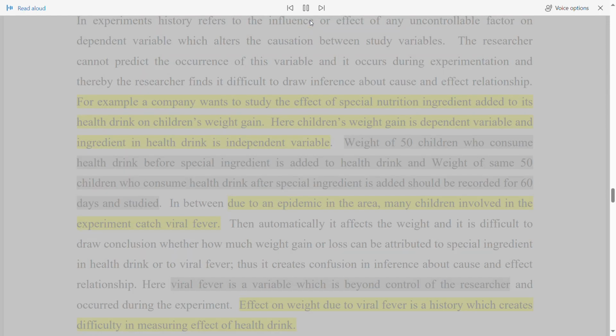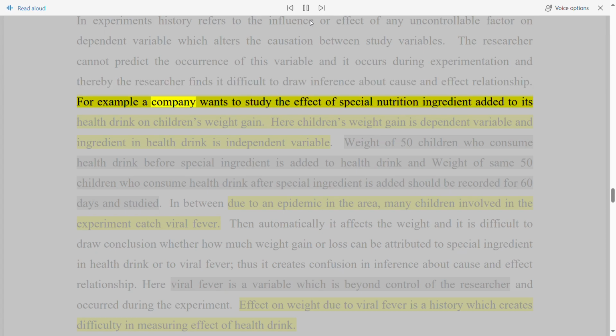In experiments, history refers to the influence or effect of any uncontrollable factor on the dependent variable which alters the causation between study variables. The researcher cannot predict the occurrence of this variable, and it occurs during experimentation, and thereby the researcher finds it difficult to draw inference about the cause and effect relationship.